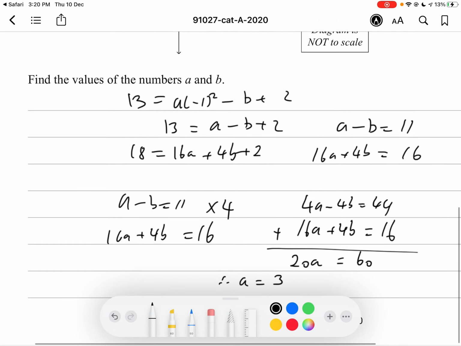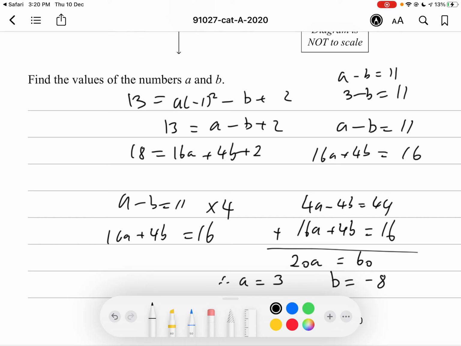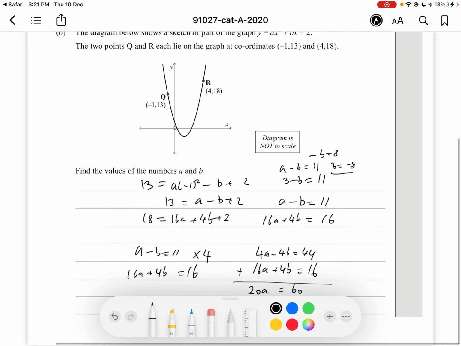And we can simply find b. What is b? So b would be negative 8, because if we use a minus b equals 11, we can say that 3 minus b equals 11. Therefore, negative b equals 8, b equals negative 8. Okay, so that's our answer. a and b have been found. This should be a merit level question.